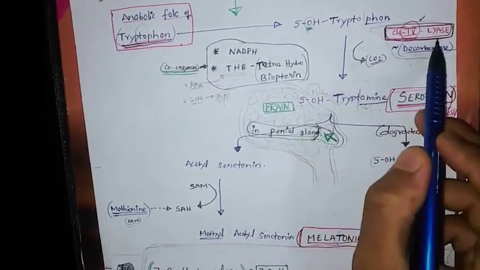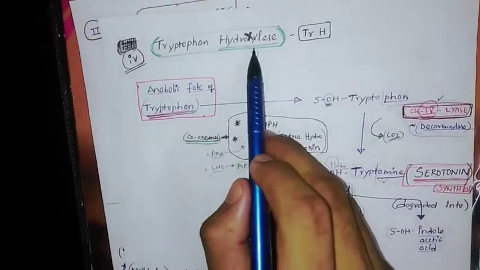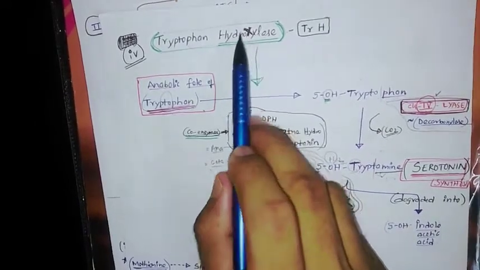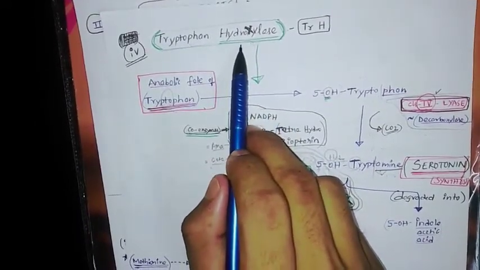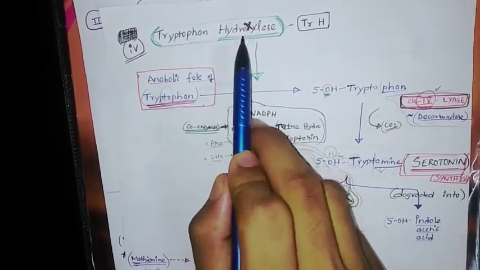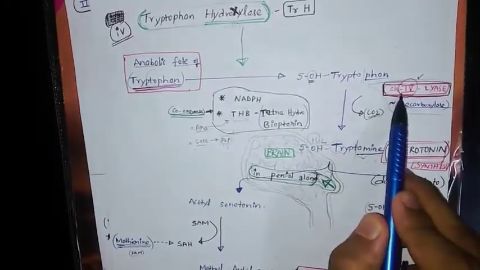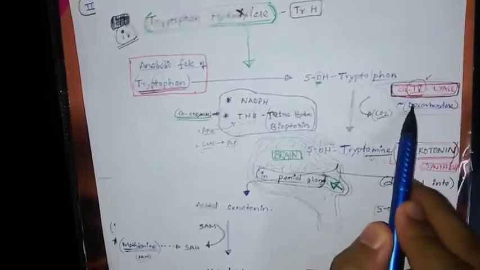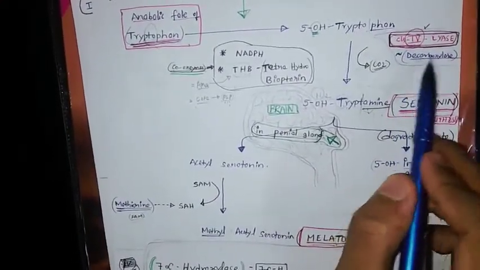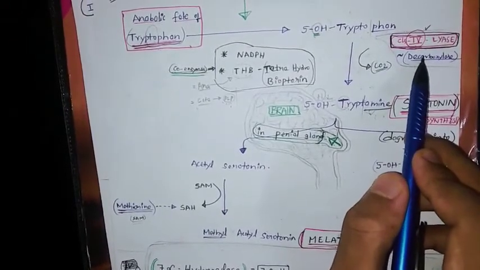decarboxylase comes under lyase, which is class 4, not hydroxylase. Hydroxylase is not class 4. Hydroxylase comes under monooxygenase, which is a subclass of the first class, oxidoreductase. So it comes under first class. Decarboxylase is the fourth class, lyase. Okay. We will get that later in decarboxylase.